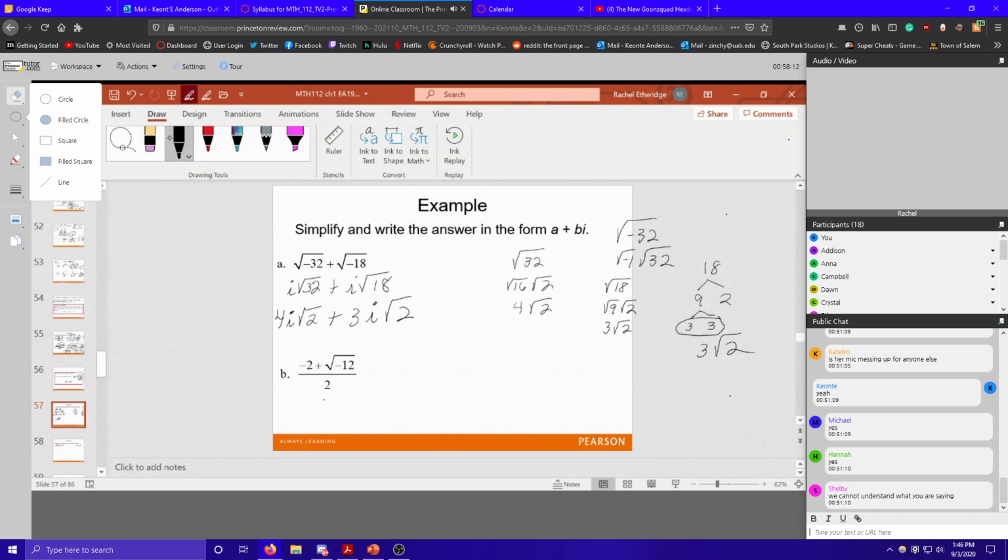Now, the square root of 2's, those are like terms. Like radicals are the same thing as like terms. So I can combine 4i plus 3i. I can combine the coefficients and then attach it to the square root of 2. So that would be 7i times the square root of 2.